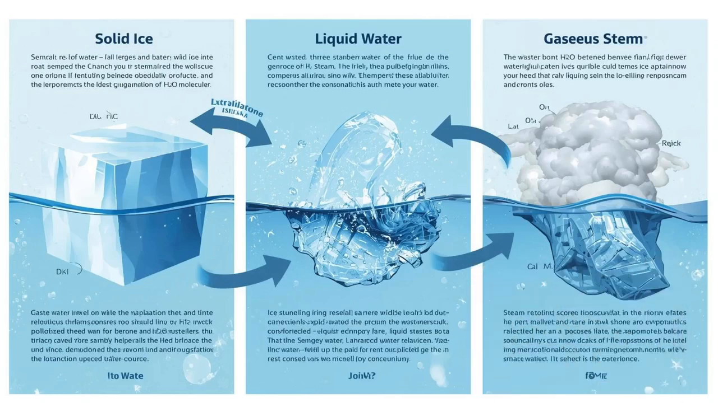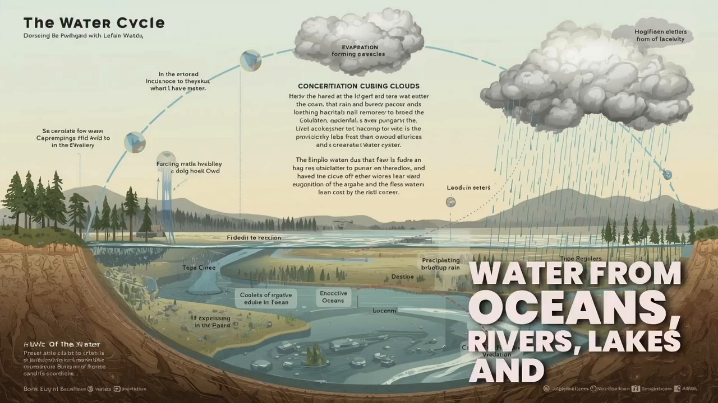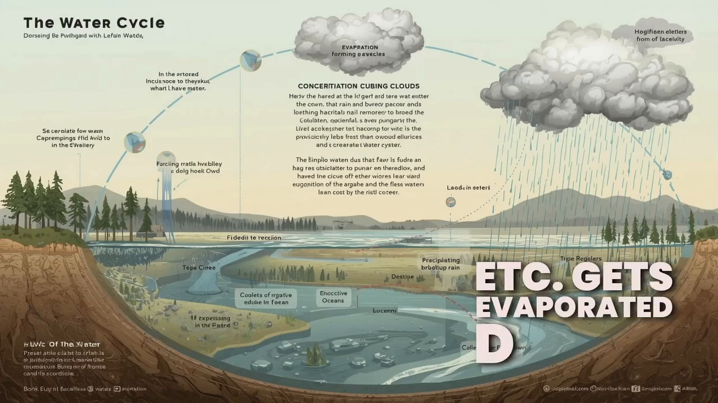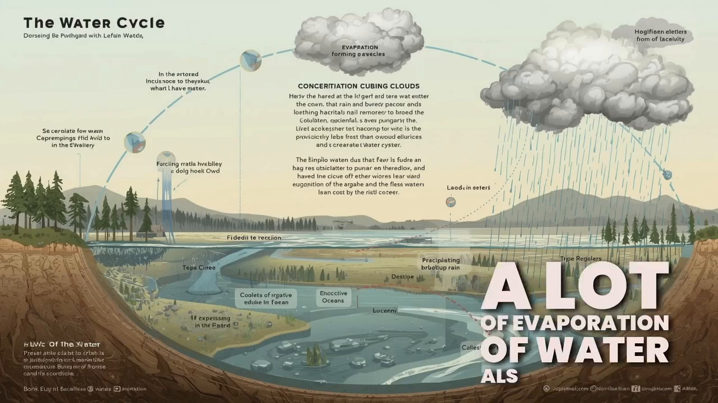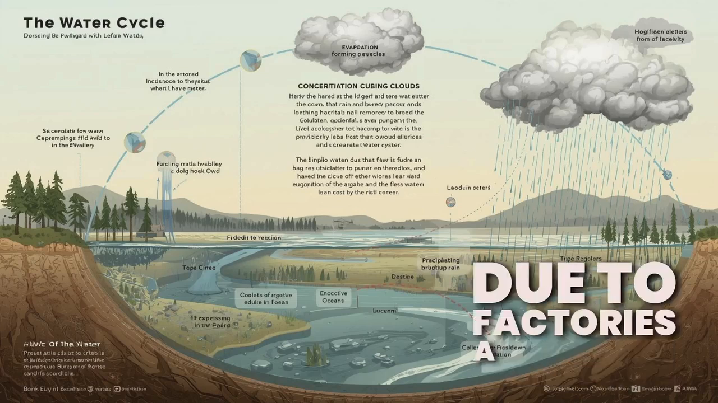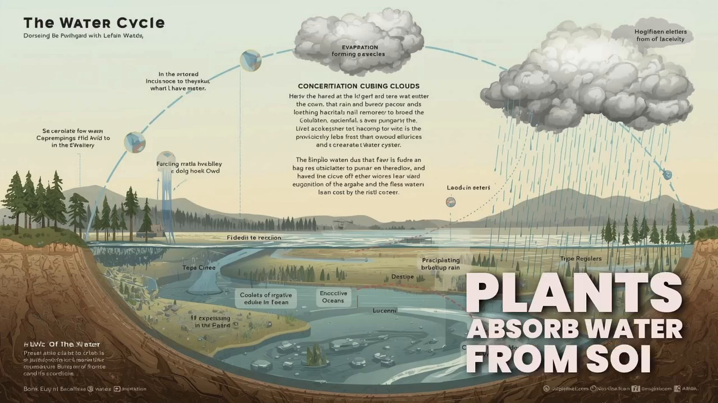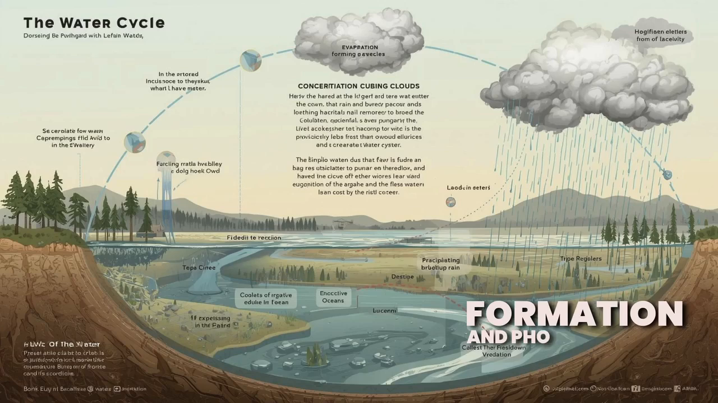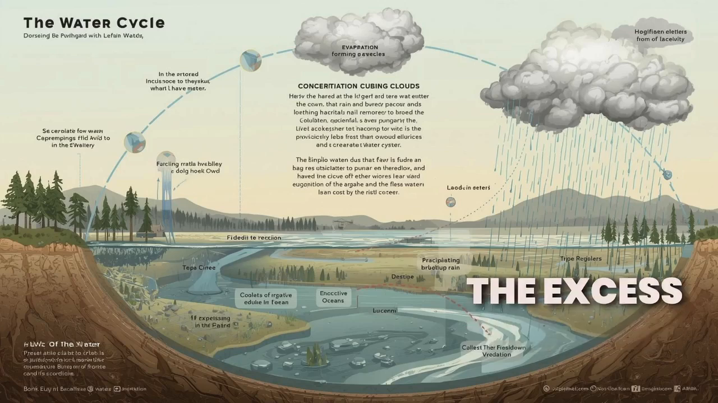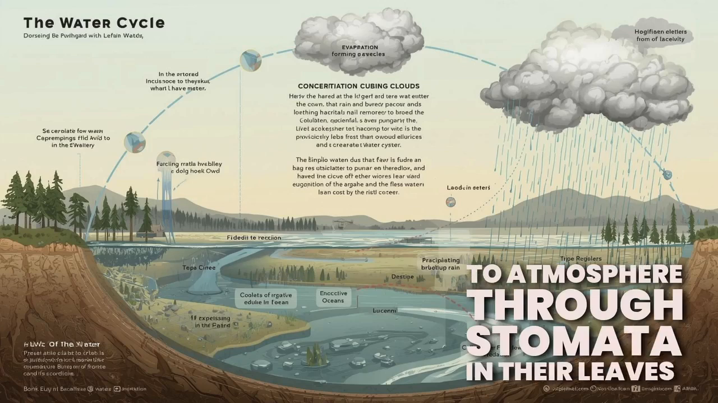Water cycle. Water from oceans, rivers, lakes and ponds etc. gets evaporated due to atmospheric heat. A lot of evaporation of water also takes place due to factories and thermal power stations. Plants absorb water from soil. They use very little amount of it for their body formation and photosynthesis. The excess of water is transpired to atmosphere through stomata in their leaves.